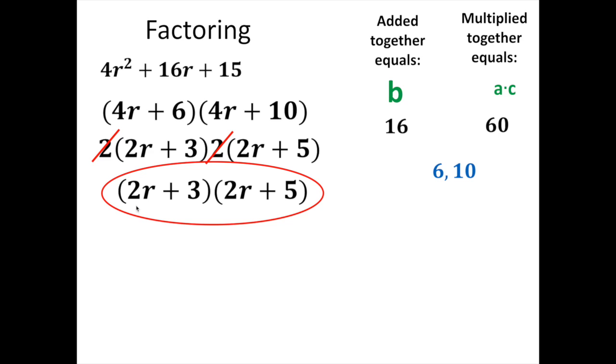And you'll know that it's correct because you can multiply these two to get your original quadratic expression. So 2r times 2r gives me 4r squared. So we know we're right there. We can do the rest of it and find that out as well.